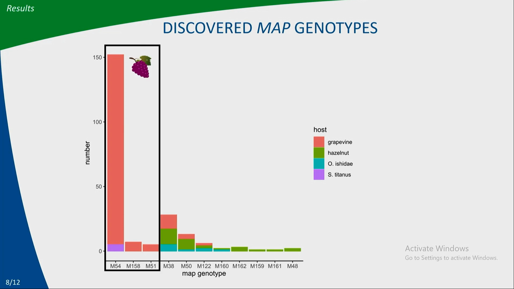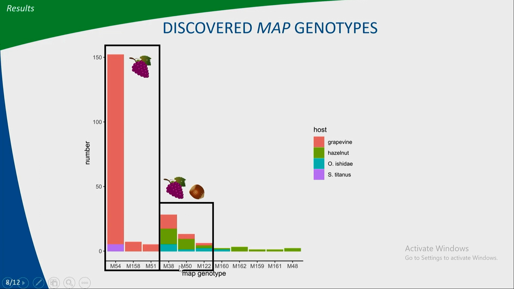To see a bit which map genotypes we found, just on grapevine there were 3, but M54 was most prevalent, and it was also discovered in the Scaphoideus titanus samples. And there were 2 other more minor genotypes, M158, which was discovered for the first time in Slovenia, and M51.